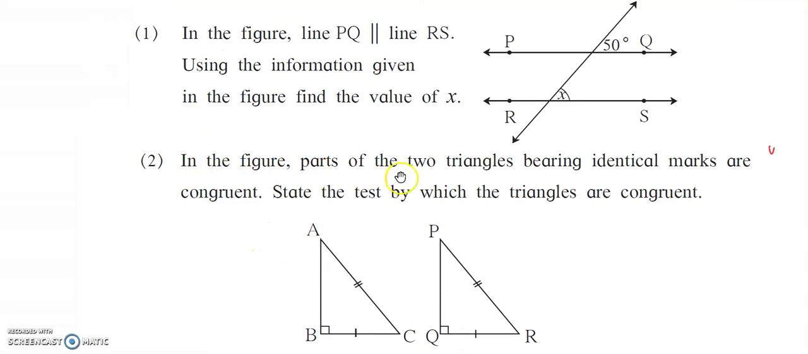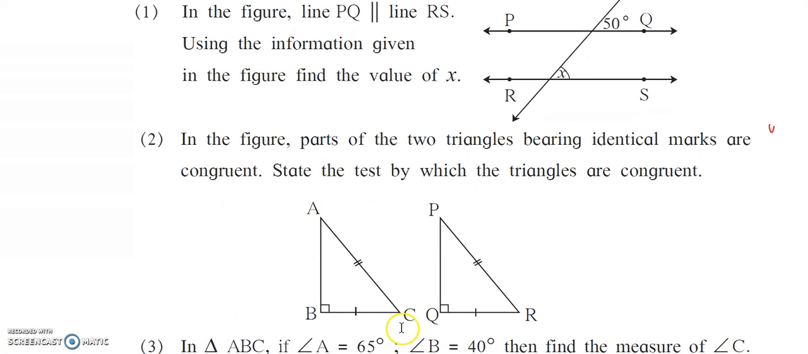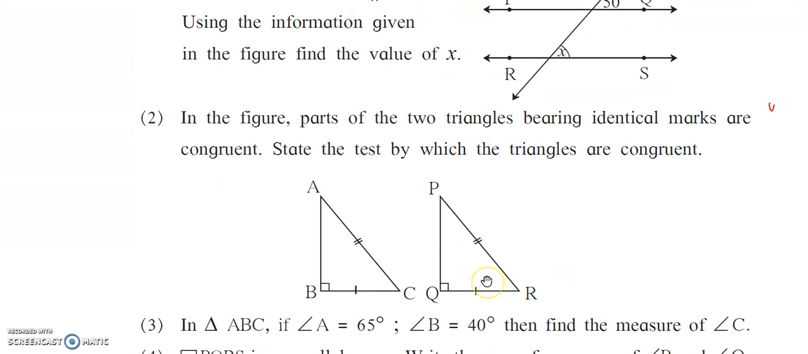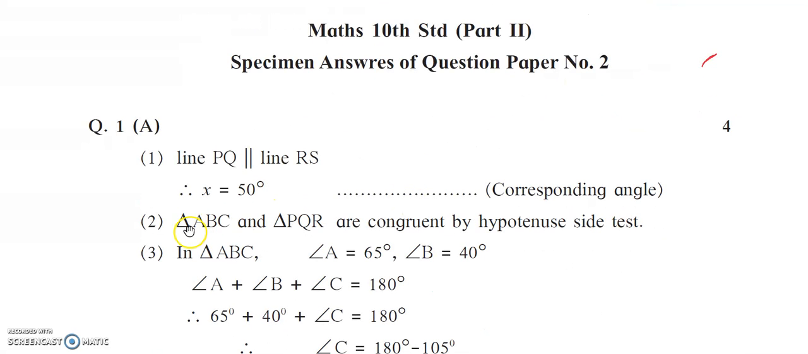In the figure, the parts of two triangles bearing the identical marks are congruent. State by which test the triangles are congruent. Now see here, triangle ABC, triangle PQR. AC is the hypotenuse, PR is the hypotenuse. Other than the hypotenuse, there is one more side which is congruent in both the triangles. Therefore, by the hypotenuse side test, these two triangles are congruent. Now see the answer. Write in this manner: triangle ABC and triangle PQR are congruent by the hypotenuse side test. Next question.